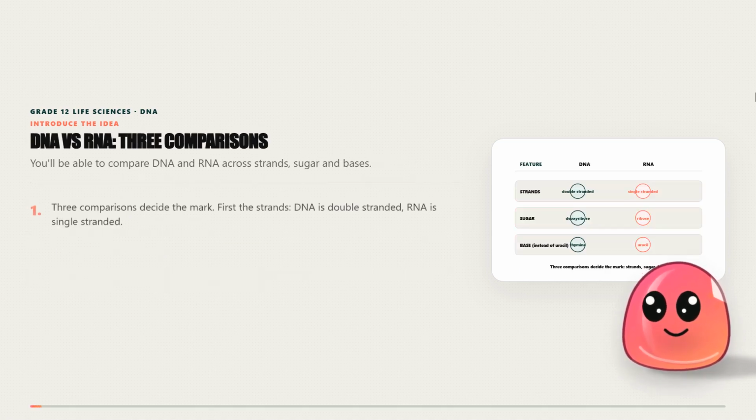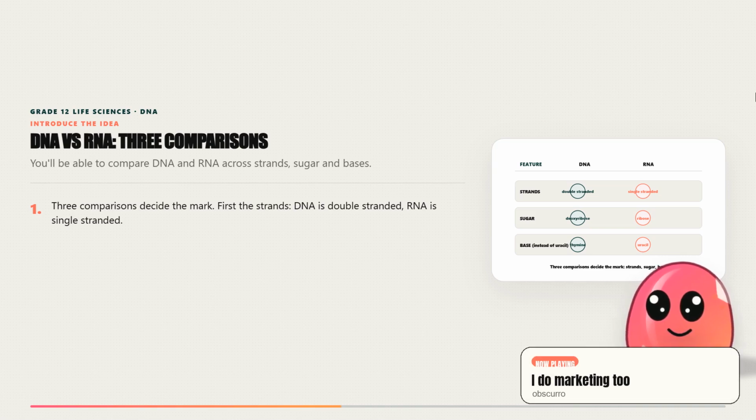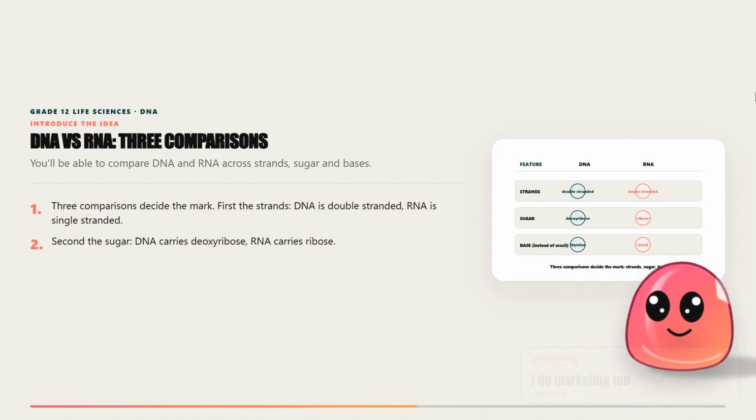By the end of this part, you'll be able to compare DNA and RNA across strands, sugar and bases. Here's the key idea. 3 comparisons decide the mark. First, the strands. DNA is double-stranded, RNA is single-stranded. Second, the sugar, DNA carries deoxyribose, RNA carries ribose. Third, the base, DNA uses thymine where RNA uses uracil. Thymine is DNA's answer to RNA's uracil.